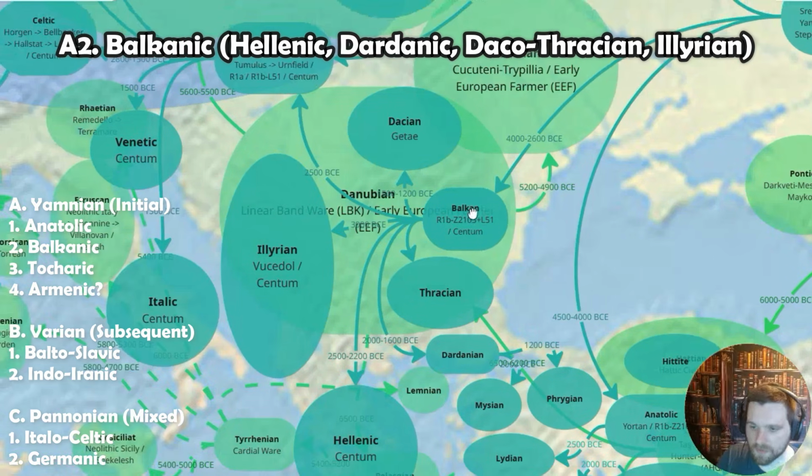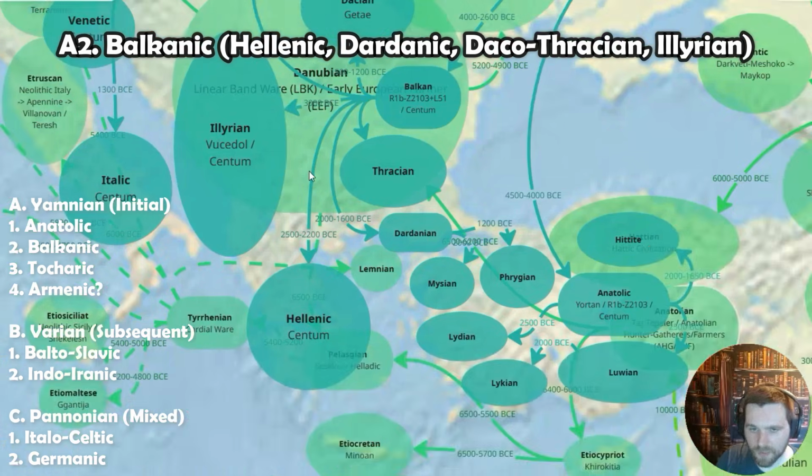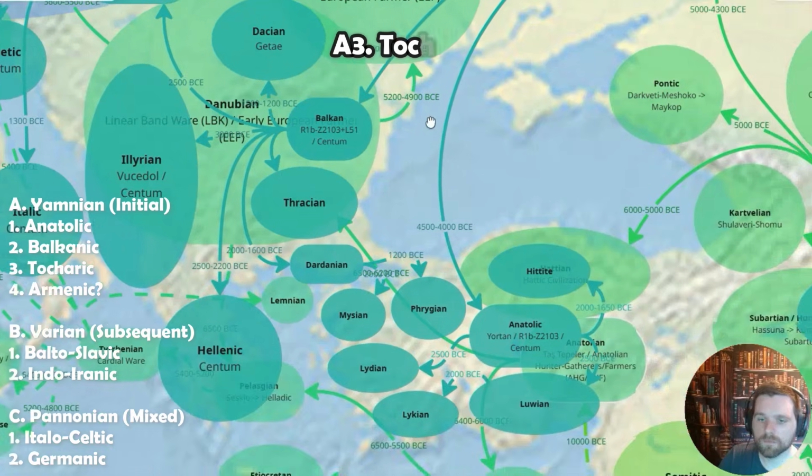A Balkan branch, of course, became Thraco-Dacian and Illyrian and the Dardanian or Phrygian, Mysian, and Hellenic languages. A lot of these are dead languages. They don't exist anymore, and we can't even study them very well.